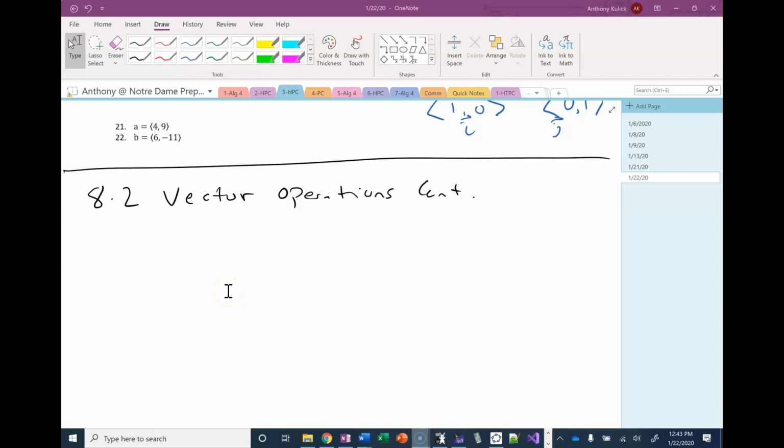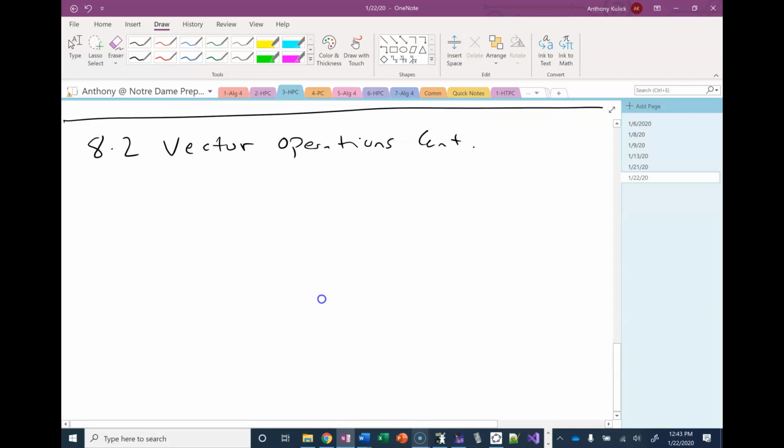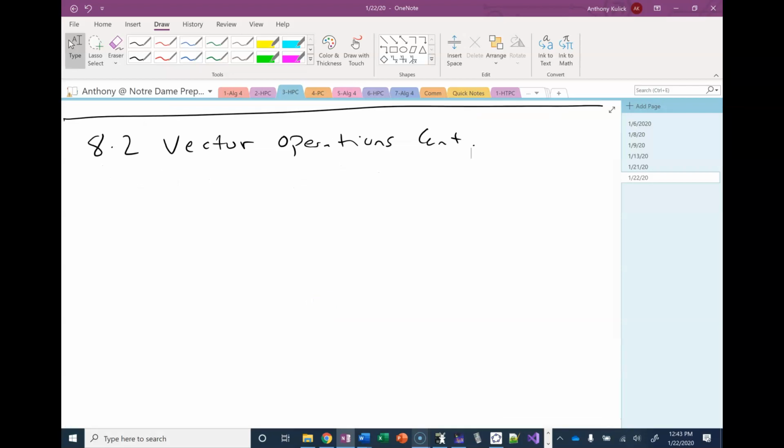We left off in section 8.2. So the next thing we need to talk about in section 8.2 is another vector operation called the dot product.